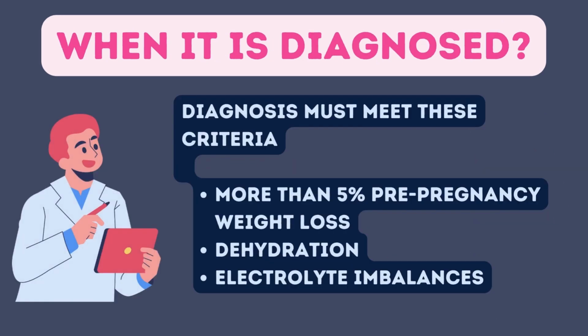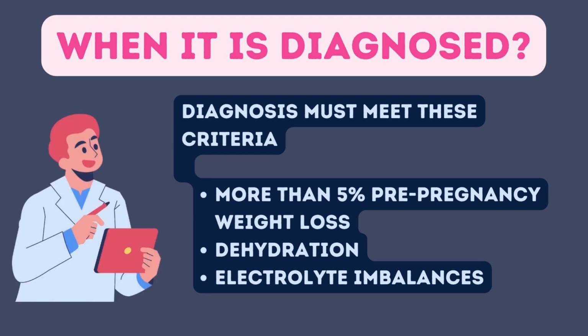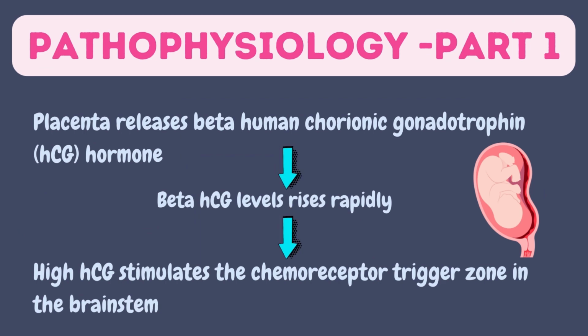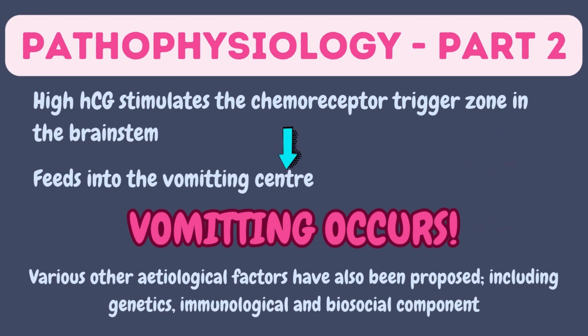Diagnosis of hyperemesis gravidarum must meet these criteria: number 1, more than 5% pre-pregnancy weight loss, number 2, dehydration, and finally, electrolyte imbalances. Now, let us discuss the pathophysiology of this disease. In pregnancy, the placenta releases beta-human chorionic gonadotrophin, also known as HCG hormone. As a result, this hormone level rises rapidly. The high HCG hormone stimulates the chemoreceptor trigger zone in the brainstem. The CTZ feeds into the vomiting center and causes vomiting.